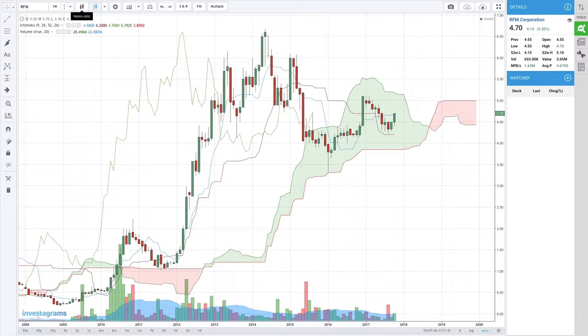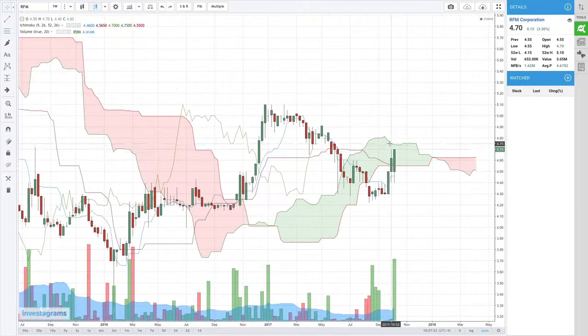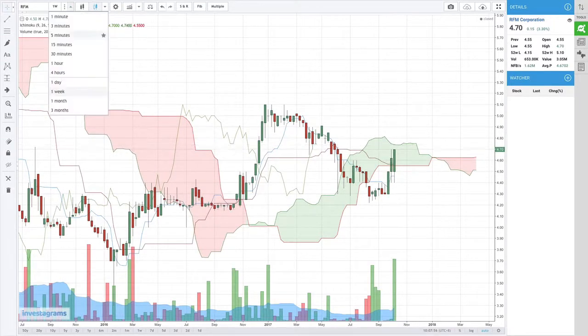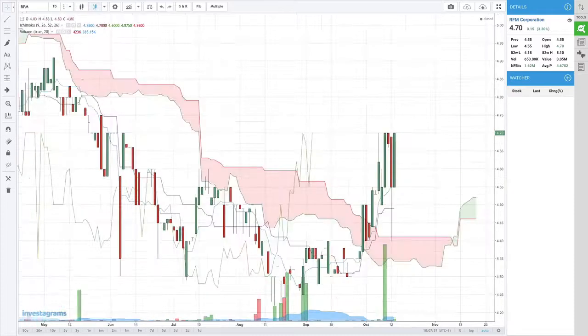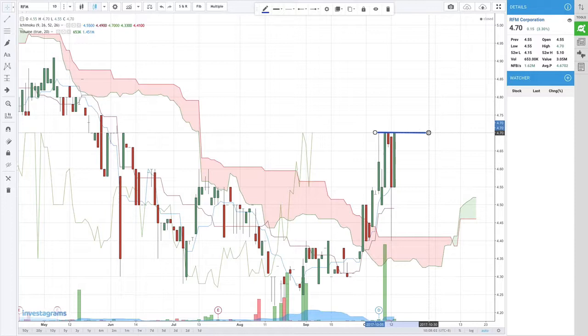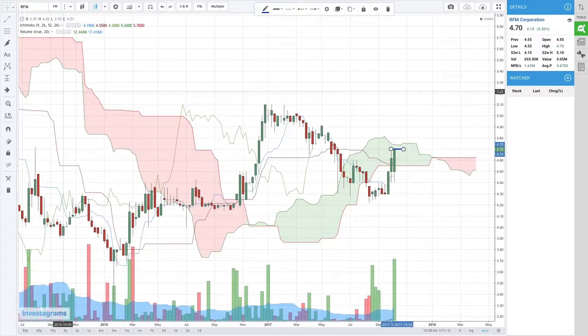RFM on the monthly chart is still consolidating inside the Kumo. It's still bearish. Weekly chart, it has to break above the 470 level. Daily chart, it's already above the Kumo. But again, look at this level. This is the 470 level in the daily. It's the same resistance as what you have in the weekly chart. 470 level. This is 474 on the weekly chart.